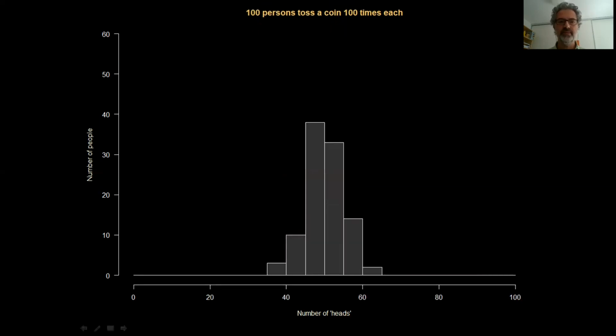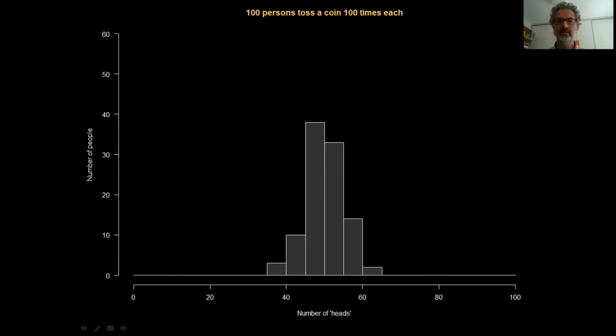So what happens is that each of the 100 simulated persons tosses a coin 100 times each, and you don't see anyone having heads 20 times, or 10 times, or 0 times, or 80 times, or 90 times.